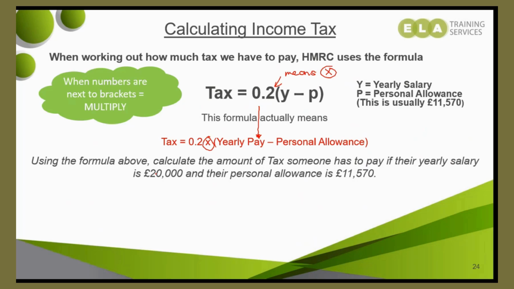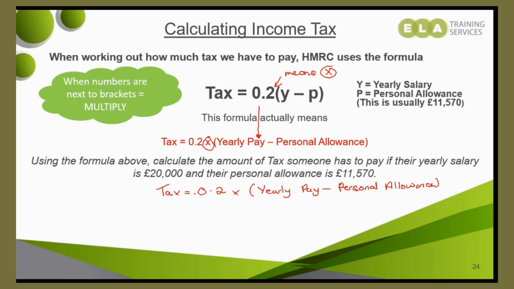So using the formula above, calculate the amount of tax someone has to pay if their yearly salary is 20,000 and their personal allowance is 11,570. So the first thing we're going to do, we're going to write out our formula in your own words, so you can then substitute it later. Always find it really good to write out the formula yourself. Okay, what we're now going to do is we're going to now start substituting.